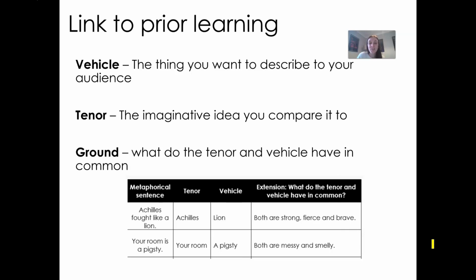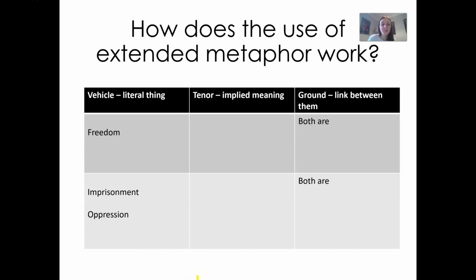Okay, if you want to recap those further, I would suggest pausing the video and writing a definition of each one now. So let's have a look at this in the poem. Right, so how does the use of an extended metaphor work here? Well, in this poem we have 2 big ideas that run through. These are freedom and oppression. In fact, yesterday we talked about it as freedom and imprisonment.